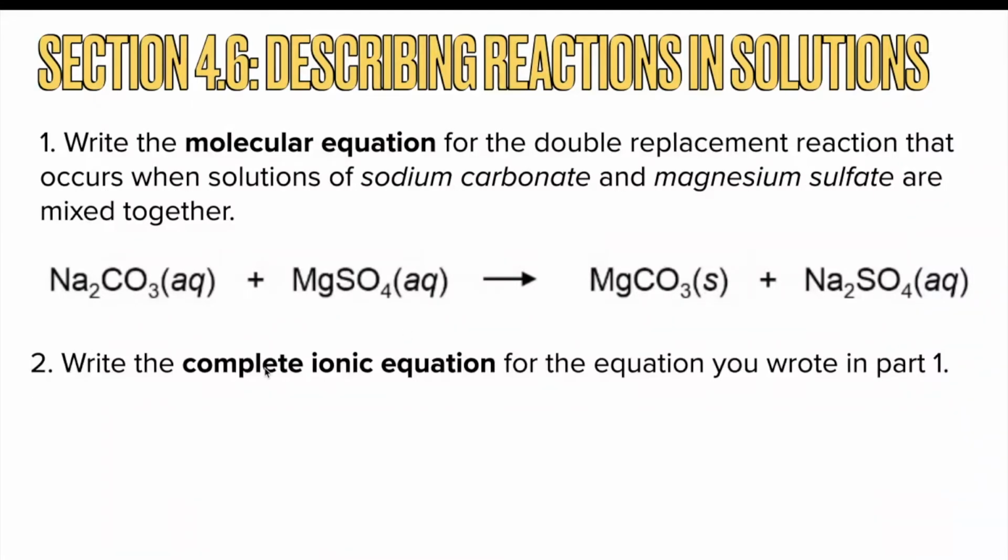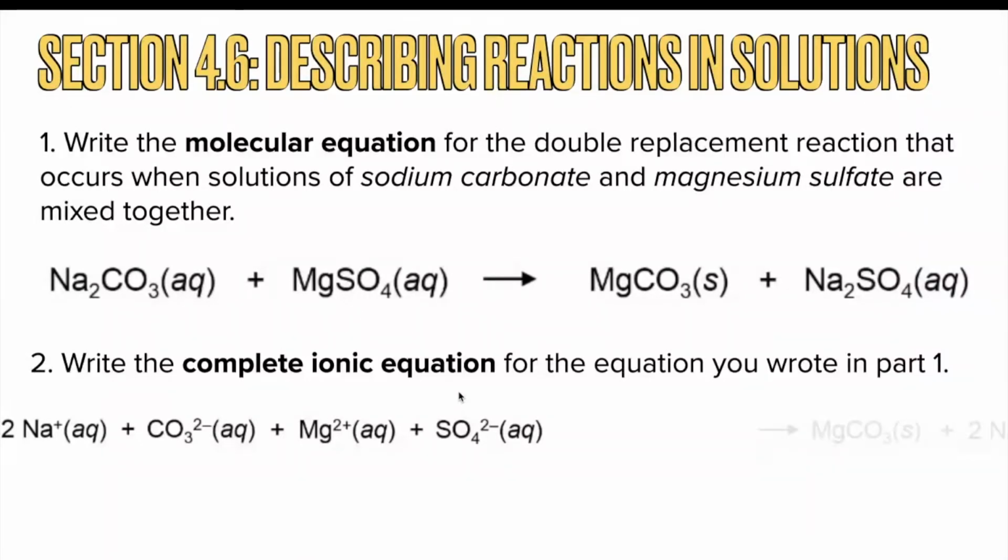Now, when it says a complete ionic equation, what is it talking about? Anything that's marked aqueous needs to be separated into its ions. So everything is going to get broken apart except for MgCO3, because that's a solid, that's a precipitate. So the way I would write it would be something like this. I would break apart this into 2 sodium ions, my carbonate ion, that's a magnesium ion, that's a sulfate ion. And then the opposite side, this stays together, but these guys get broken apart.